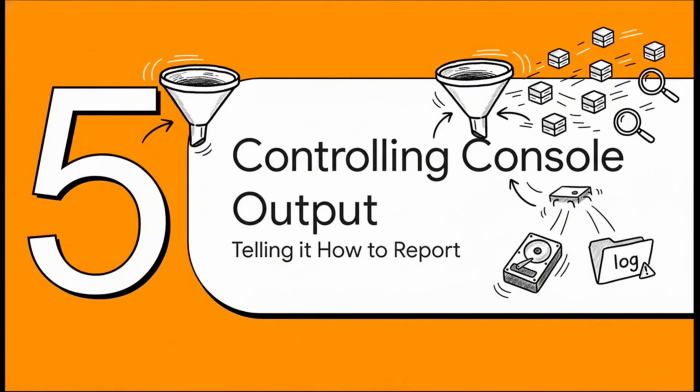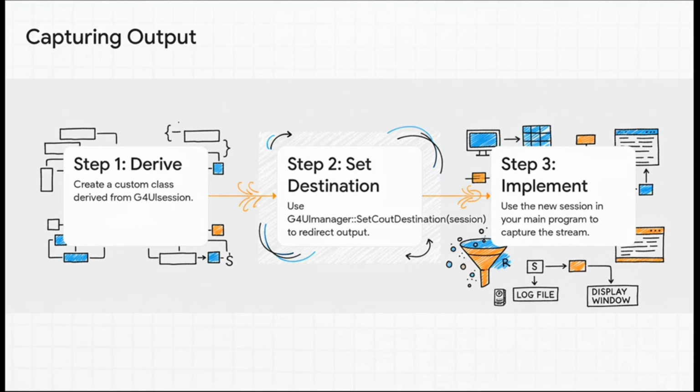But, a good conversation is a two-way street, right? A great interface isn't just about sending commands in, it's also about controlling the information that comes out. Scientists need to be able to capture all the logs and data the simulation produces. And the process for this is pretty straightforward. It's kind of like a three-step dance. First, you create your own custom receiver that knows what to do with any text the simulation prints out. Second, you tell the main interface, hey, from now on, send all your output to my new receiver. And from that point on, your receiver can do whatever it wants with that text. Write it to a log file, display it in a custom window.